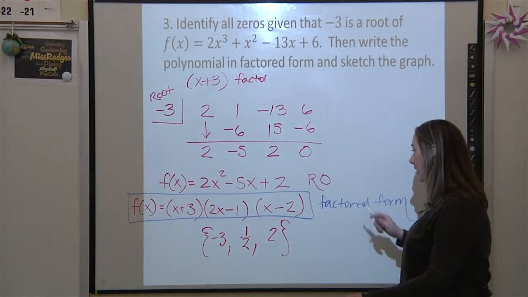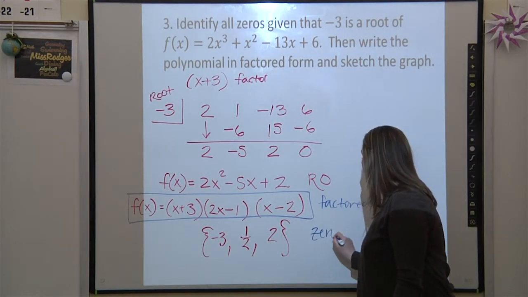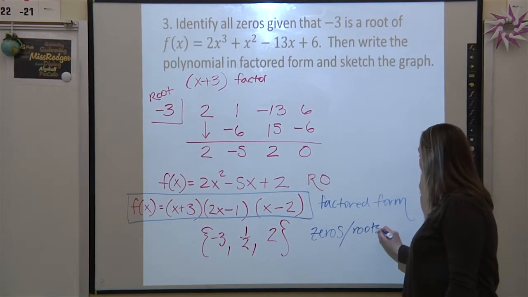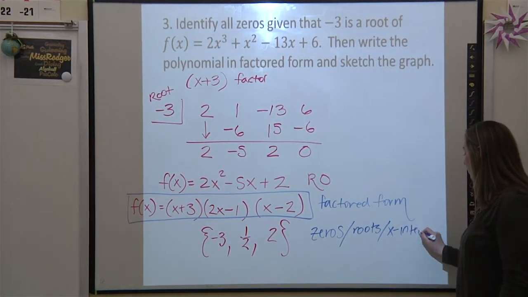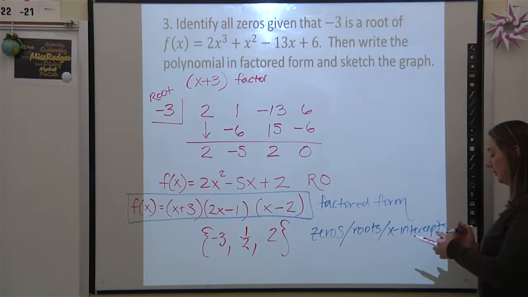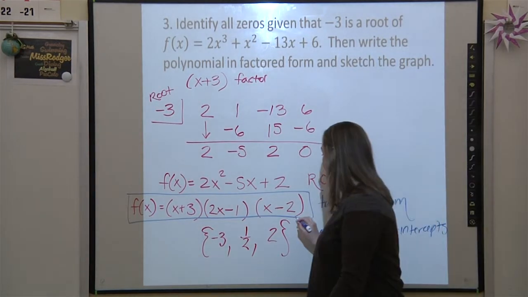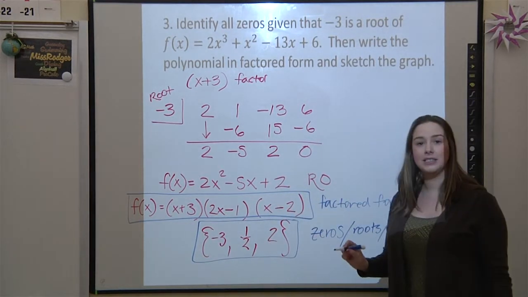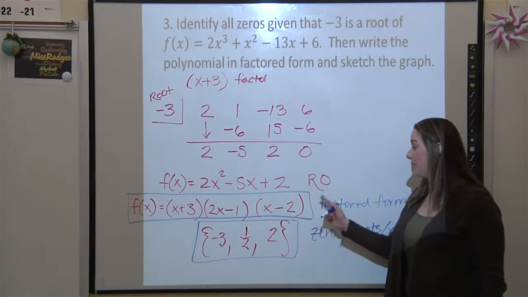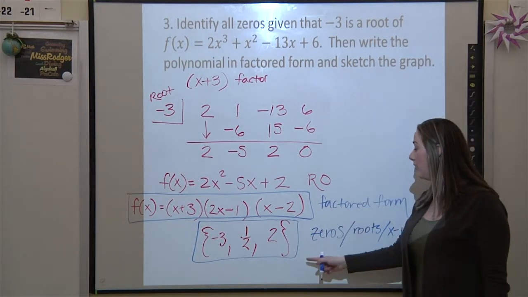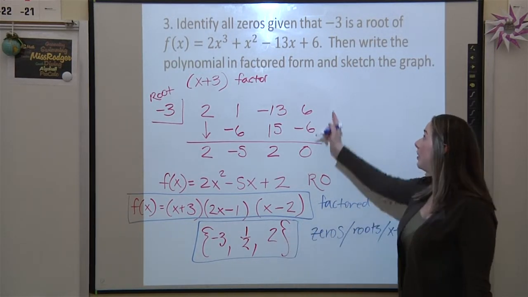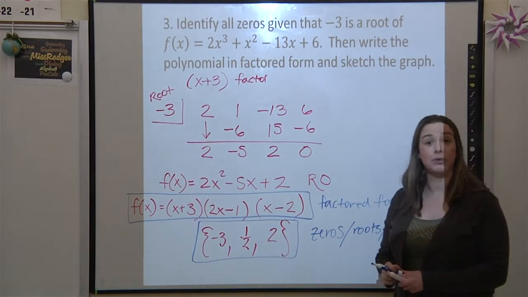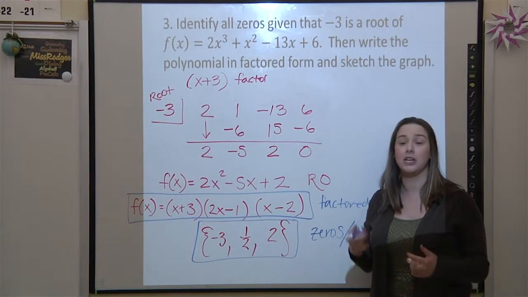So these are my zeros, or x-intercepts, or roots. All mean the same thing. And my last and final step is to sketch. So I have factored form, I have standard form, I have my zeros, I know that my y-intercept is going to be 6, and now I have to sketch this. And we're really taking this to the next level and putting it all together.